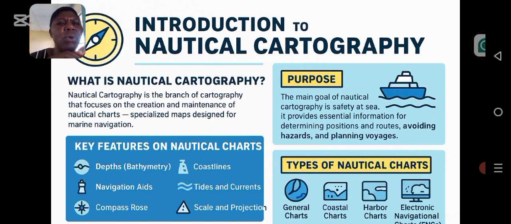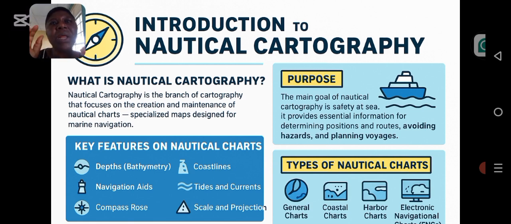Okay, good. Another prominent feature which I need to mention that must be on a nautical chart is underwater rock. It is very, very important. When data is being collected at that particular water body, you must note if there is an underwater rock, and it must be indicated on the chart. The reason is so that there will be no accident or shipwreck.